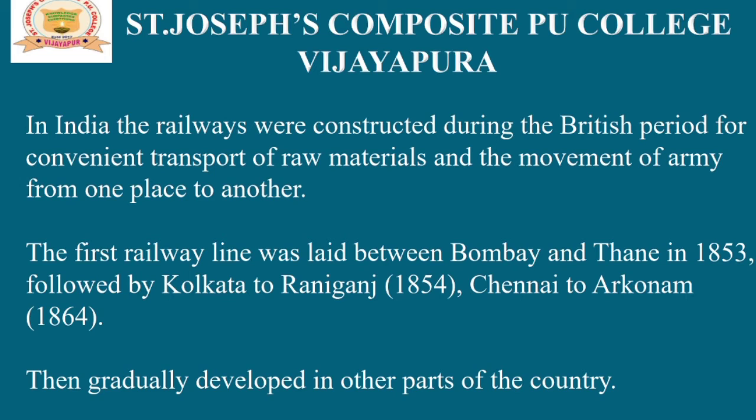The first railway line was laid between Bombay and Thana, in the year 1853, followed by Kolkata to Raniganj in 1854, and Chennai to Arkonam in 1864. So the first railway was introduced in the year 1853 from Bombay to Thana, and then gradually developed in other parts of the country. Afterwards, the railways spread and developed in other parts of the country.